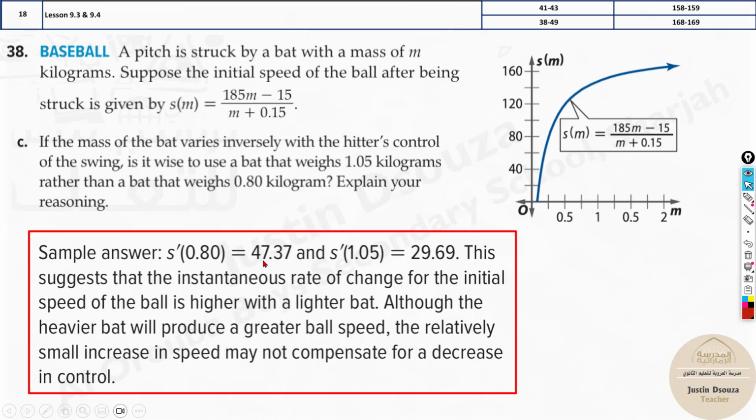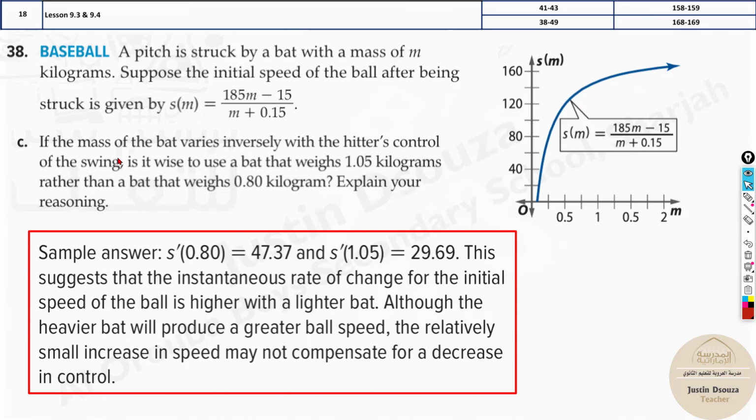So this suggests the instantaneous rate of change for the initial speed, that's the velocity, of the ball is higher with a lighter bat. Now the speed over here, yes, although a heavier bat will have a greater speed, it's not wise to use it, because the reduction cannot be compensated by just a small increase. So this is why it's better to go with the smaller bat. And over here they have clearly mentioned the hitter's control of the swing. It's inversely.